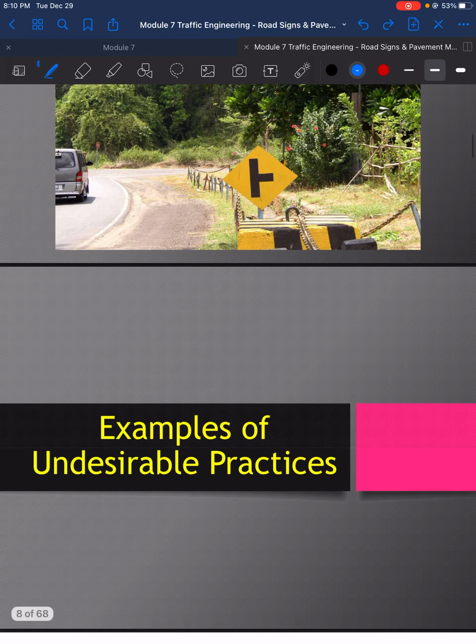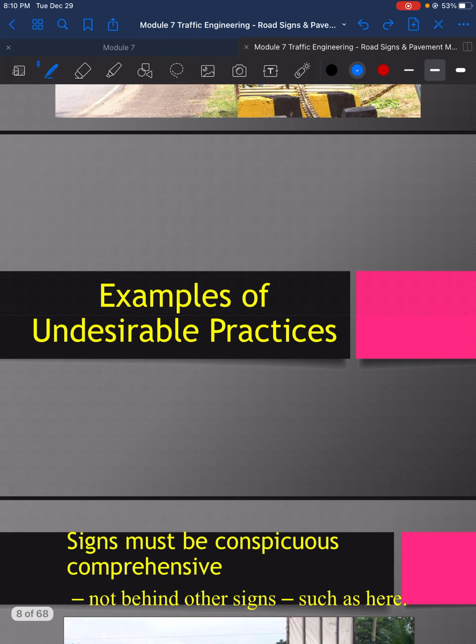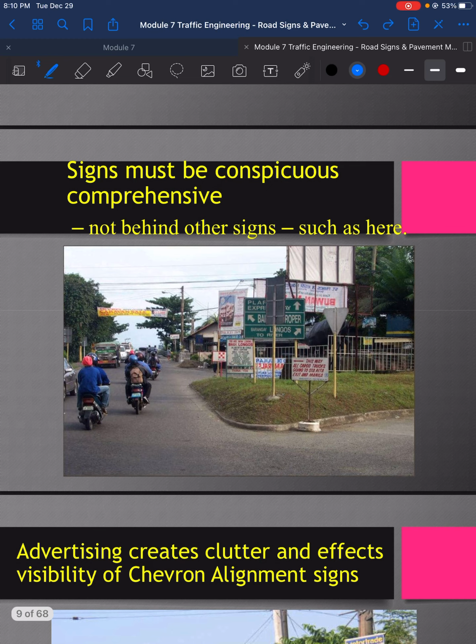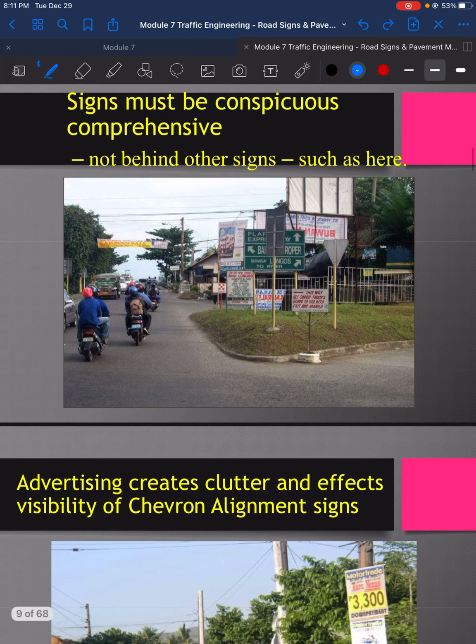Now, here are the following examples of what we call undesirable practices in placing road signs. Didn't we say earlier that a sign must be conspicuous? Look at this sign. Can you still read where you're going? By the moment you look at it, it's already covered by another road sign. So how will it aid you in your decision making? A sign must be conspicuous. We see this in some parts of the Philippines, sadly.